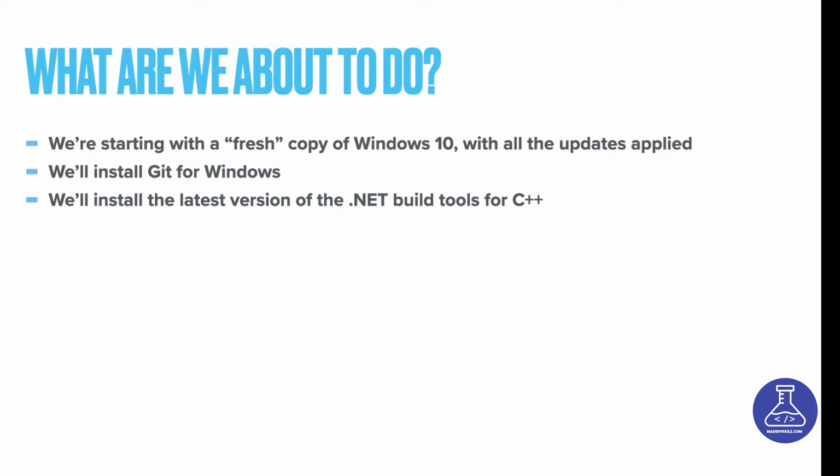You could alternatively install Visual Studio, and that would be a good way to go. But I'm not going to assume that you're going to do anything with it, so I'm just going to go with the bare minimum. We have to have the .NET build tools for C++. So we'll get those installed.